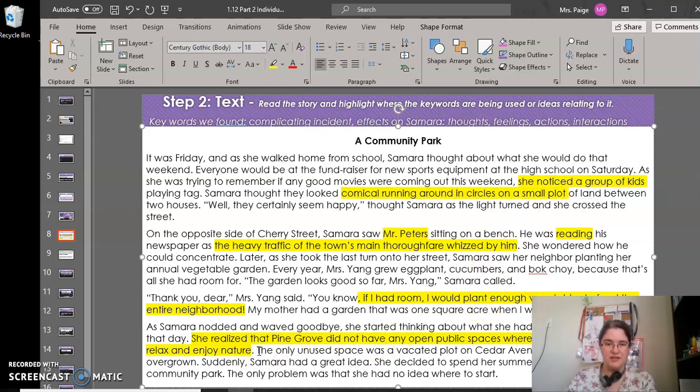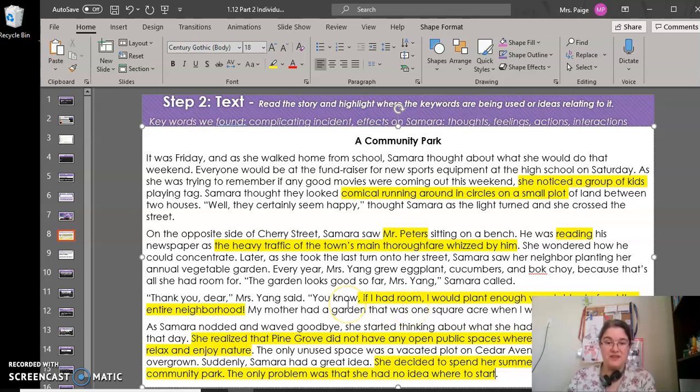The only unused space was a vacated plot on Cedar Avenue that was completely overgrown. Suddenly, Samara had a great idea. Oop, there it comes into the thoughts. What was her great idea? She decided to spend her summer campaigning for a new community park. The only problem was she had no idea where to start.